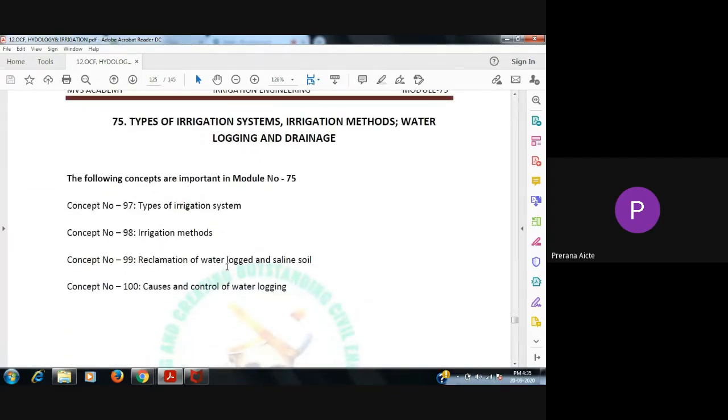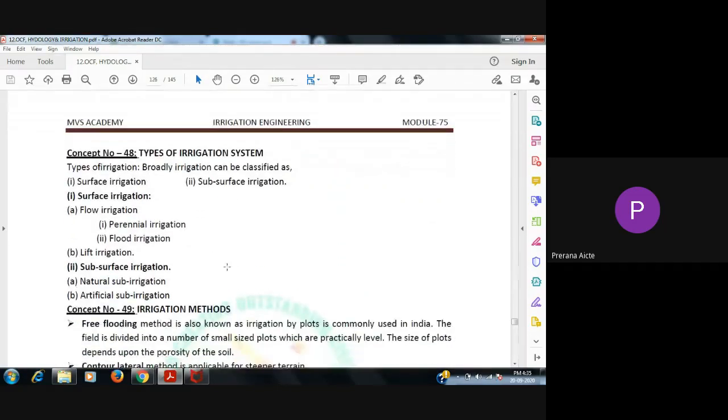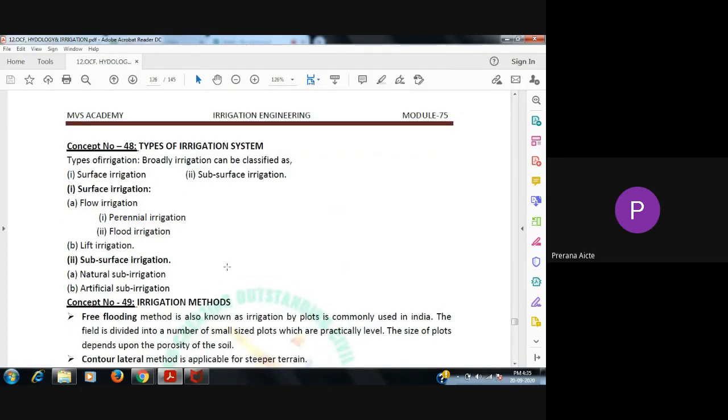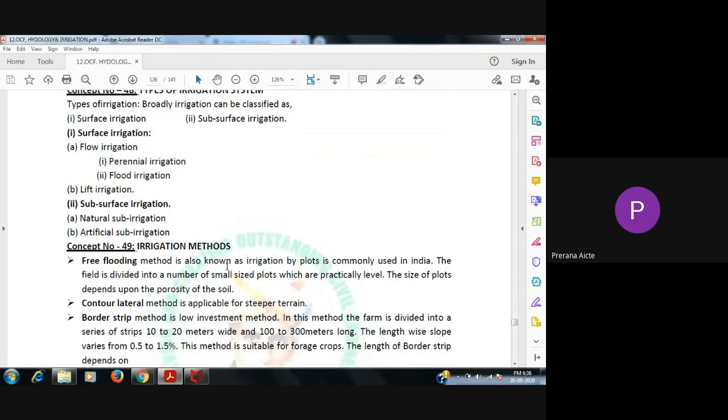So now this is one of the important topics. In every GATE examination, one question is asked from this. Types of irrigation systems, irrigation methods, then reclamation of waterlogged and saline soil, causes and control of waterlogging. So what are the types of irrigation? Irrigation may be broadly classified into surface irrigation, because the supply of irrigation is on the surface only, and subsurface irrigation. In surface irrigation: flow irrigation, again perennial irrigation, flood irrigation, then lift irrigation. Then subsurface irrigation: natural sub-irrigation, artificial sub-irrigation.